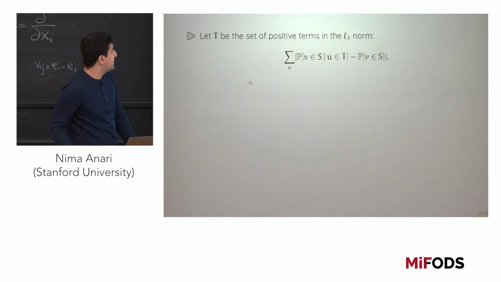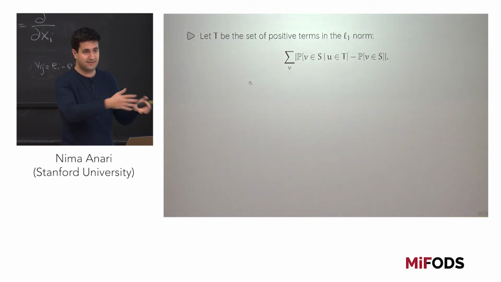So we want to bound a sum of absolute values. If somebody tells me where these absolute values have a positive sign and where they have a negative sign, I can just negate the corresponding terms and look at just the sum without absolute values, right?